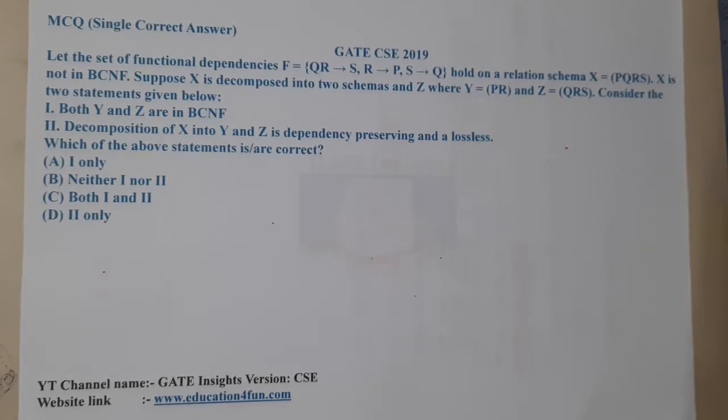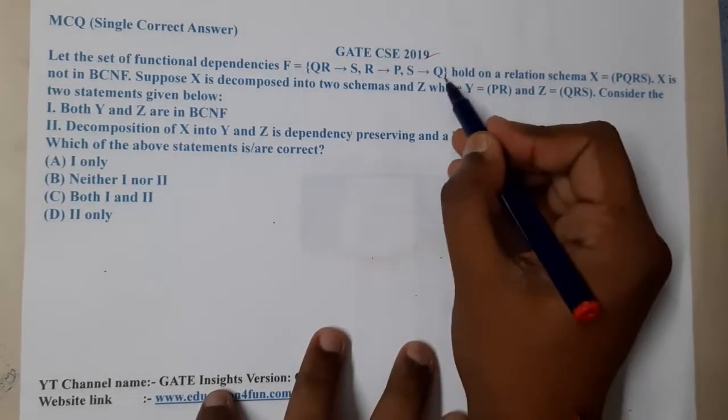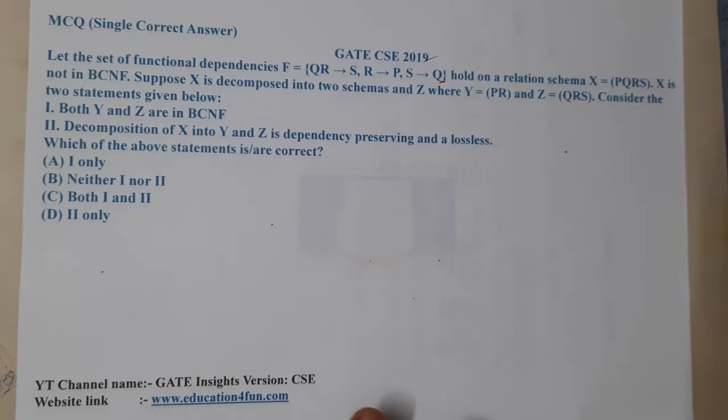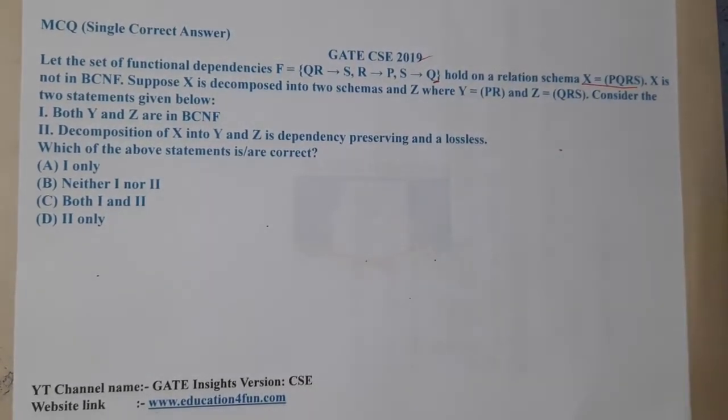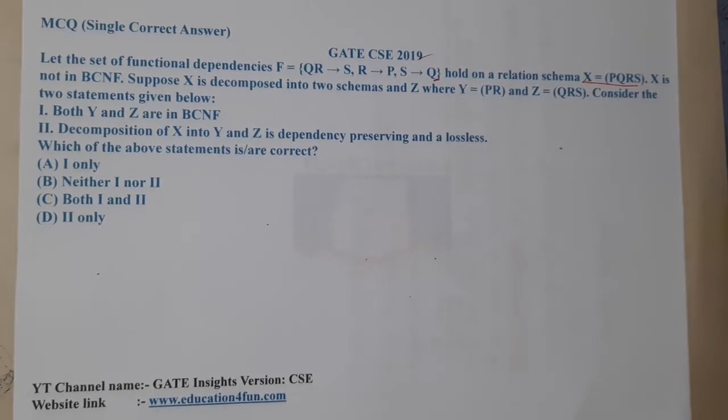Okay, so this question belongs to GATE CSE 2019. The given question is: let the set of functional dependencies hold on a relation X (P, Q, R, S), and X is not in BCNF. So they are clearly saying that it is not in BCNF.